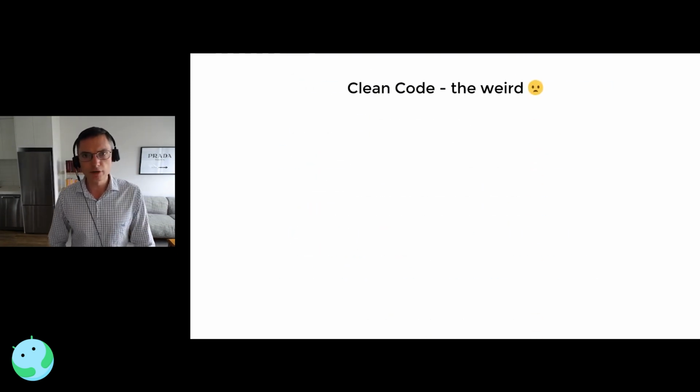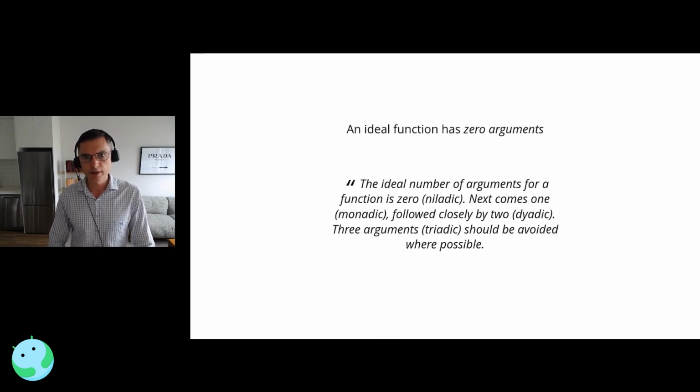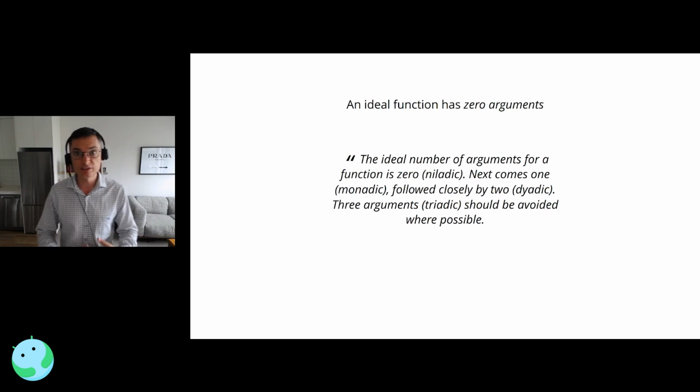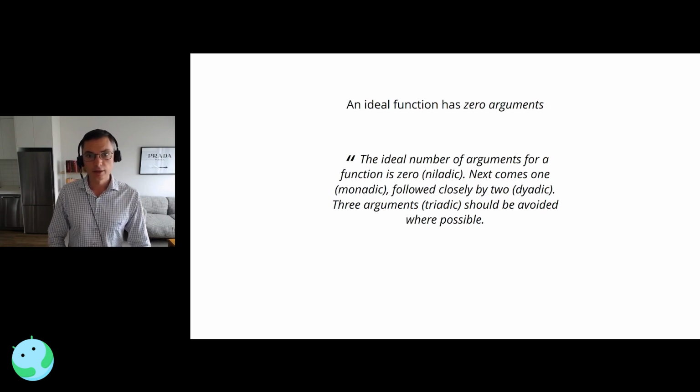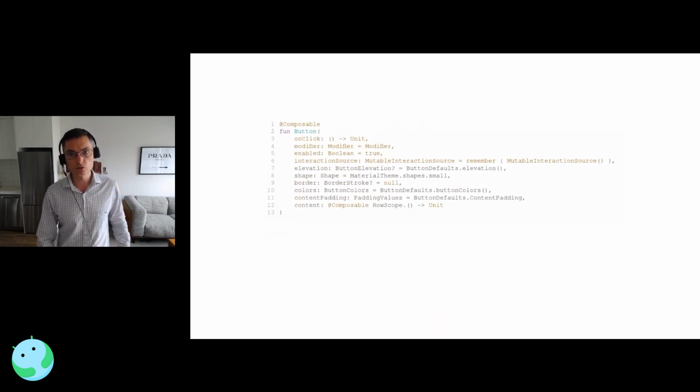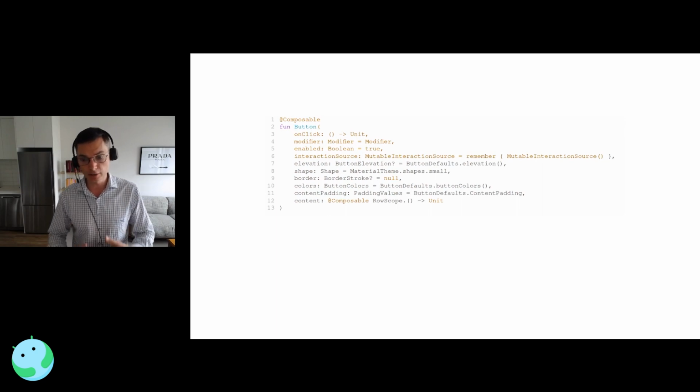Then we get into some really strange advice in Clean Code. First one is that the ideal function has 0 arguments. So that's immediately giving us advice that contradicts our common sense about what is clean code and what is a nice clean API. So I think most Android developers really appreciate the Compose UI APIs, like the button example we have on the screen right now.